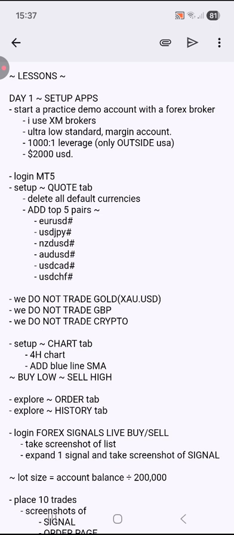What you want to do is open a standard low margin account with your FOREX broker. I teach trading at the 1,000 to 1 leverage level. And I require $2,000 in the account in order to be trading a lot size of 0.01. This follows my risk rule of lot size equal to account balance divided by 200,000, okay?